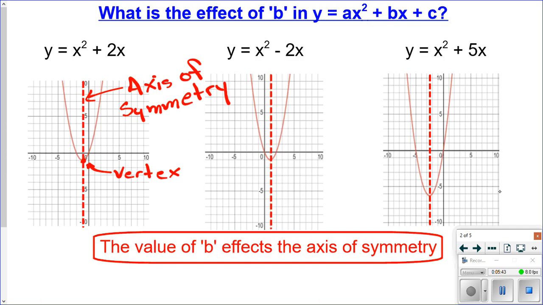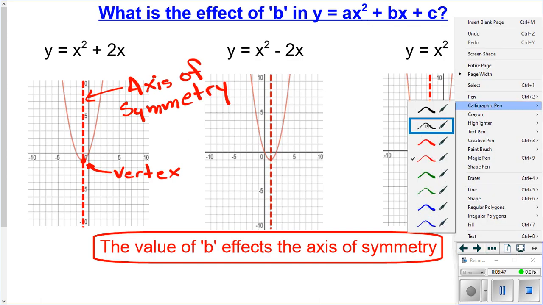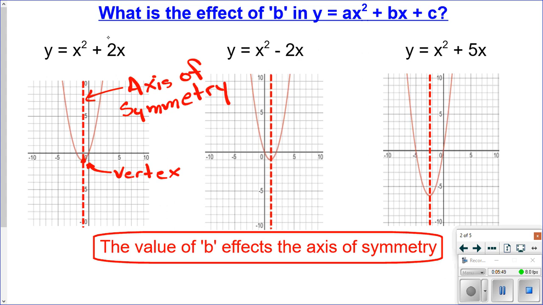Okay, so we're going to go back here. I'm going to change my color to black. And so the axis of symmetry, that formula, I'm going to write it up here. X equals negative b over 2 times a. So for this first quadratic equation, that would be negative 2 over 2 times 1.